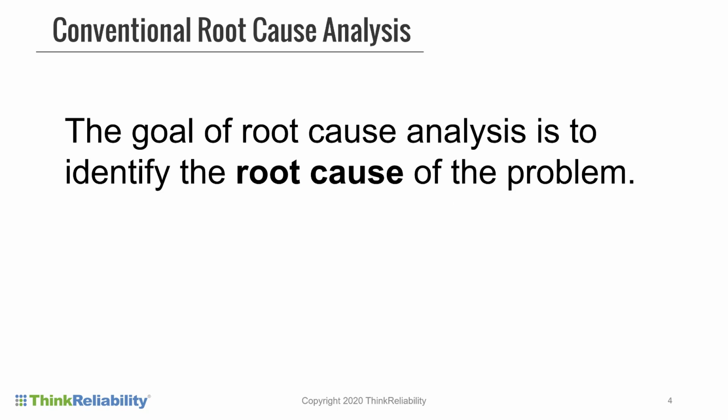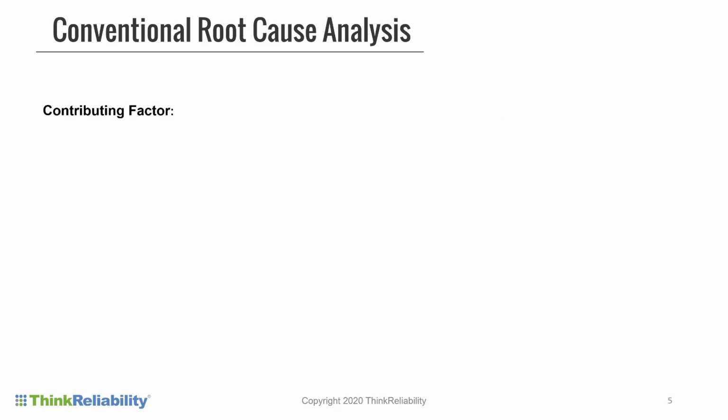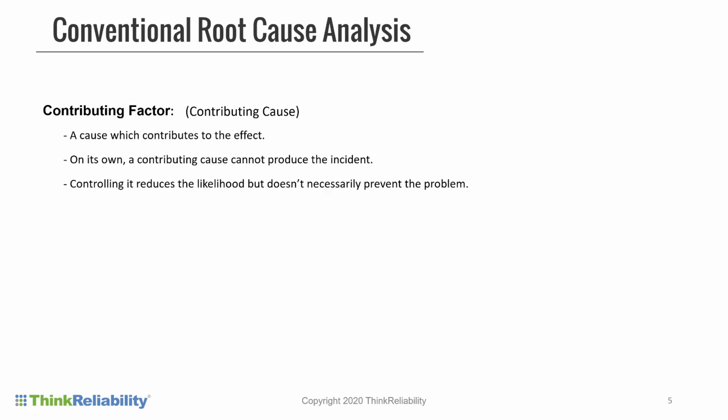If you look at what 50 years of root cause analysis has been, this is the conventional explanation: the goal of root cause analysis is to identify the root cause of the problem. A lot of organizations believe this. A lot of individuals believe this. One of the examples I'm going to use, these are common definitions that you can find from multiple sources: a contributing factor or a contributing cause, very common language, is a cause that contributes to the effect. On its own, a contributing cause cannot produce the incident. And controlling a contributing factor reduces the likelihood, but it doesn't necessarily prevent the issue.